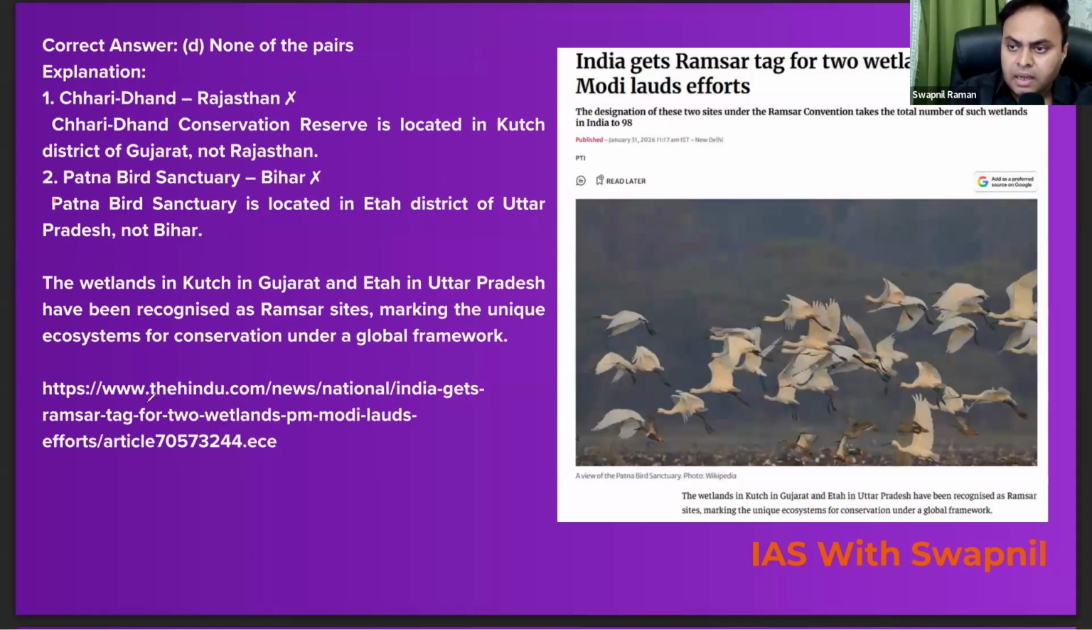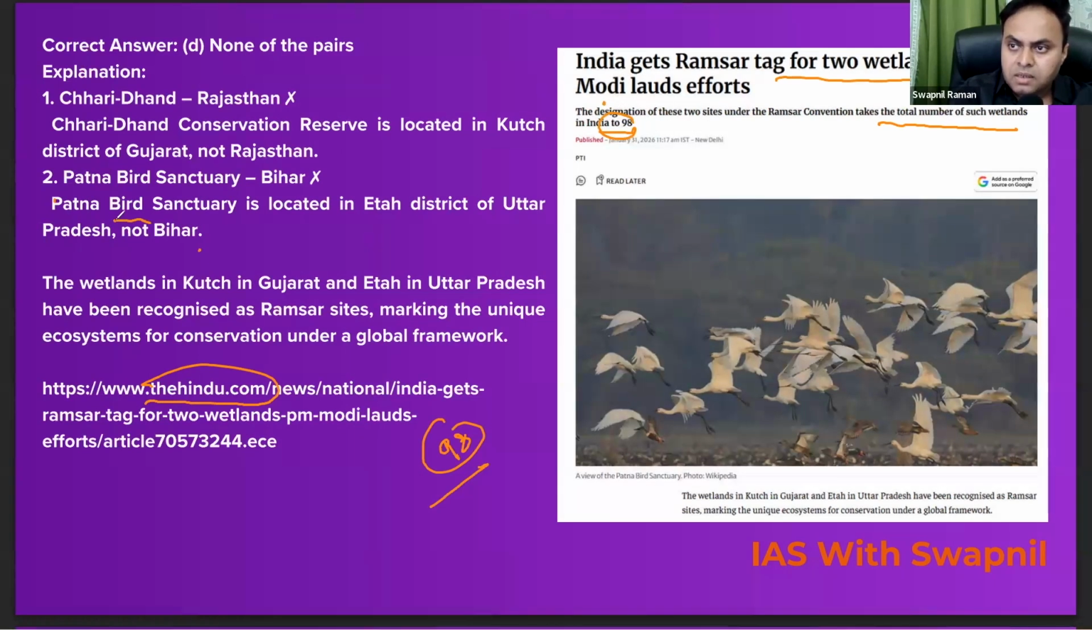So recently an article was published in the Hindu, and this article is regarding the Ramsar sites in India. So India gets Ramsar tag for two more wetlands, right? So designation of these two sites under the Ramsar Convention takes the total number of such Ramsar wetlands in India to 98. तो अब present में total कितने wetlands हो गए हैं इंडिया में which are registered under the Ramsar Convention? So the correct answer is 98, right?